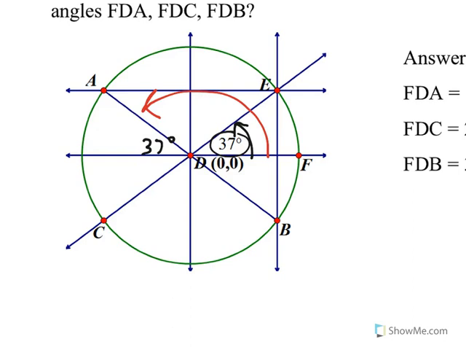So this red angle is not quite 180 degrees. It would be with the 37 together. That makes this angle 180 minus 37, which is 143 degrees. So I'll just write that in there. That's this angle.